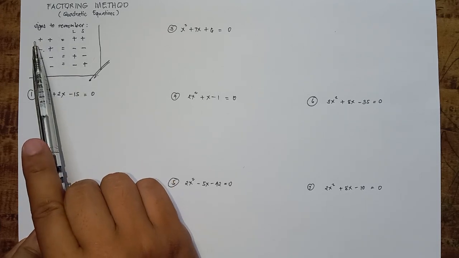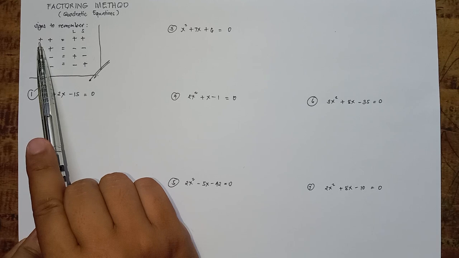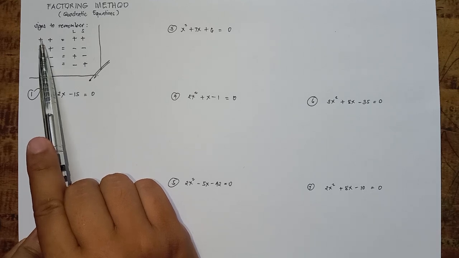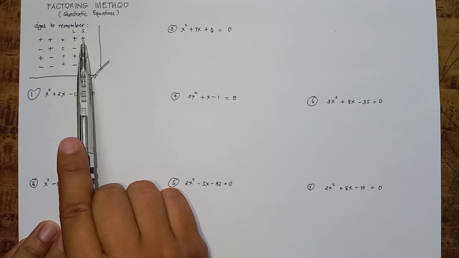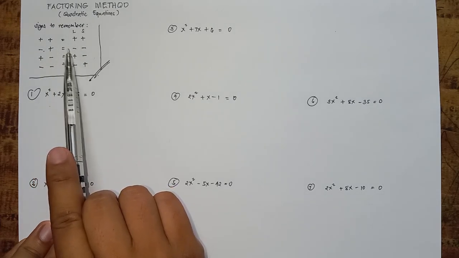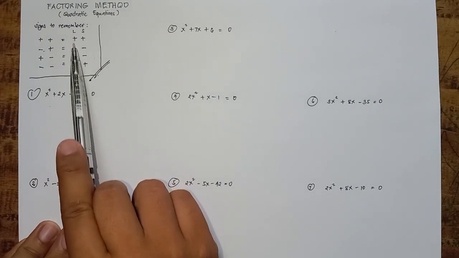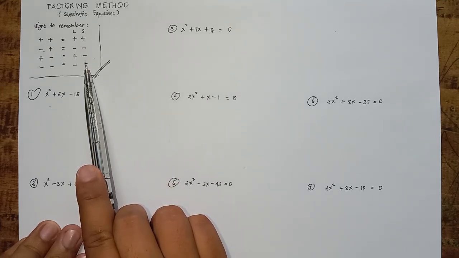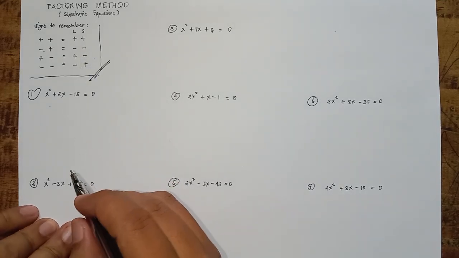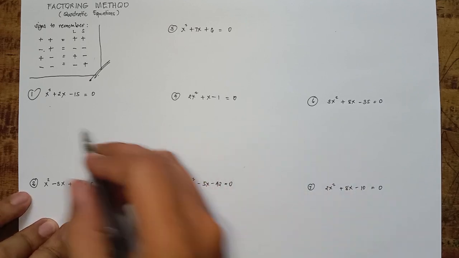If your quadratic equation has a positive sign on the second term and the last term, then automatically its factors are positive and negative, or negative and positive, and so on. This one is for the larger number and this one is for the smaller number. Okay, so let us start with example number 1.